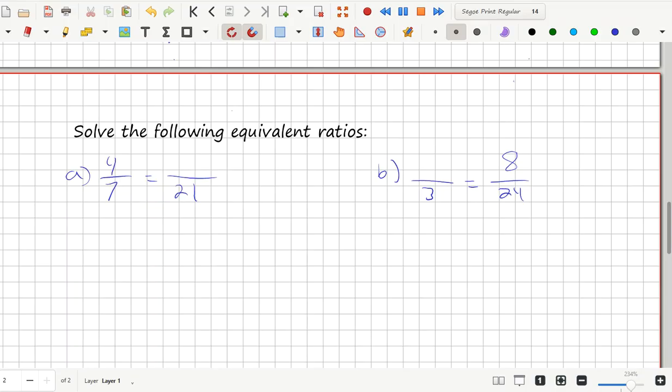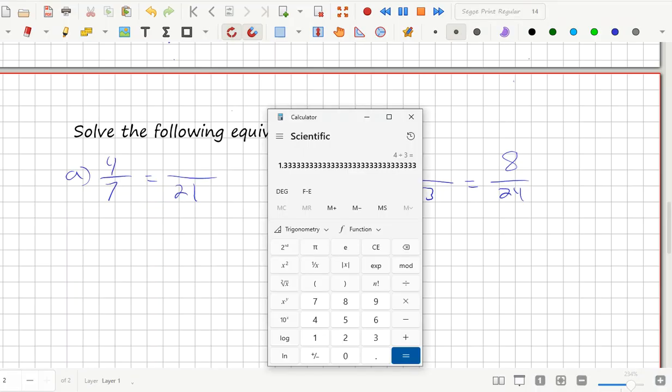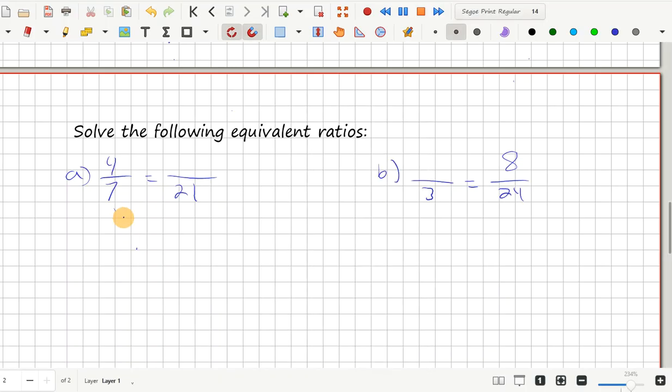So first of all, we're going to do it the same way that we've been doing it all along, which is just what do we multiply by? So on the bottom, 7 to 21. I know that right away. It's just multiplied by 3. So the top, we can multiply that by 3. And that ends up being 12 over 21.